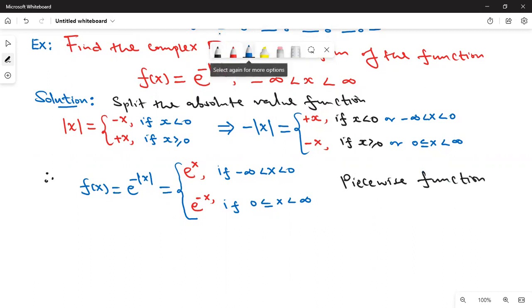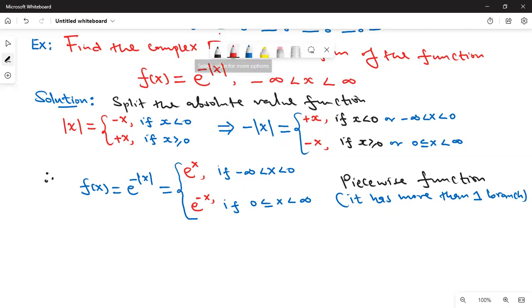Why are we calling it piecewise? It has more than one branch. Any function that has two or more branches is called a piecewise function. Now, how do we find the transform of that function?